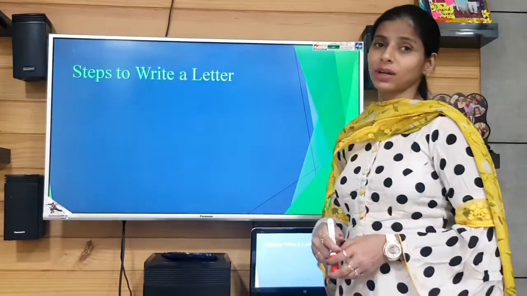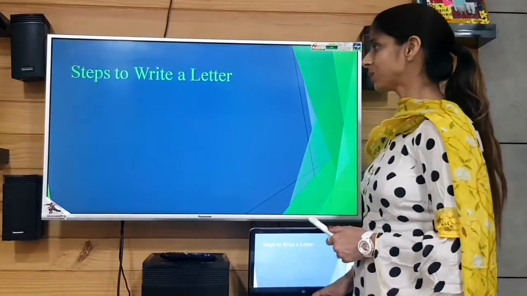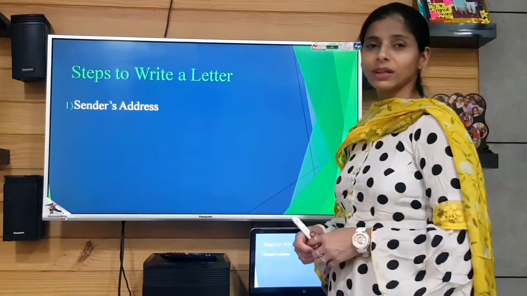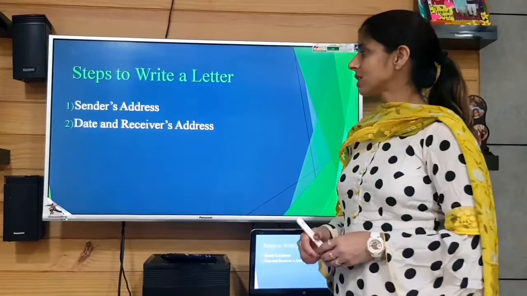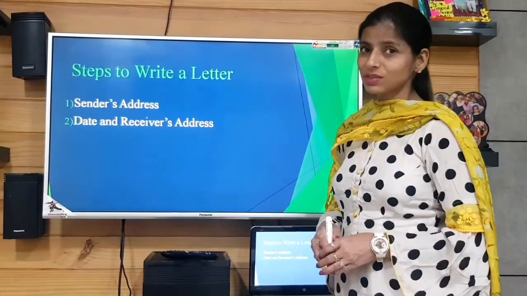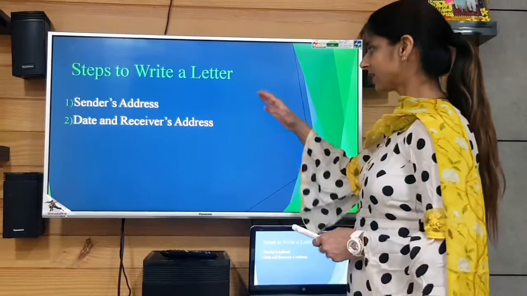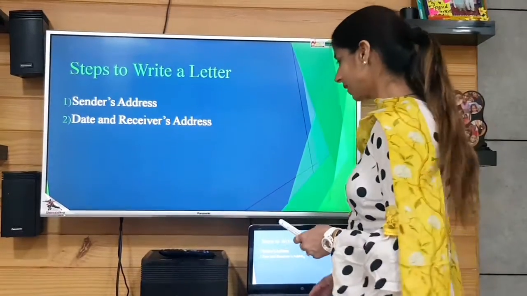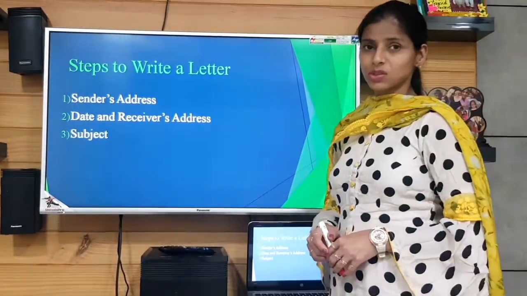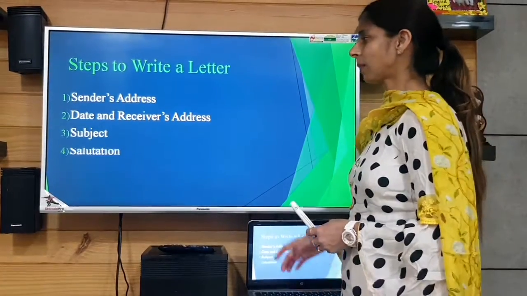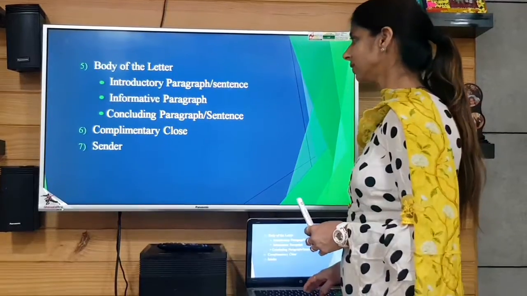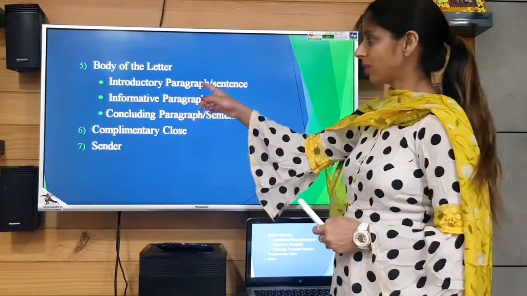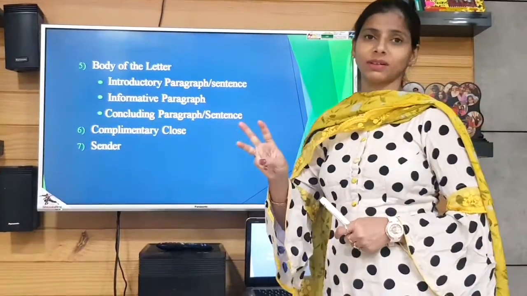Now, steps to write a letter. What are the steps to write a letter? First of all, you write down the sender's address, you know that, and then the date and the receiver's address. Sender's address, then date, then receiver's address, and then subject, and then salutation, and then the body of the letter, and in the body of the letter there should be 3 paragraphs.